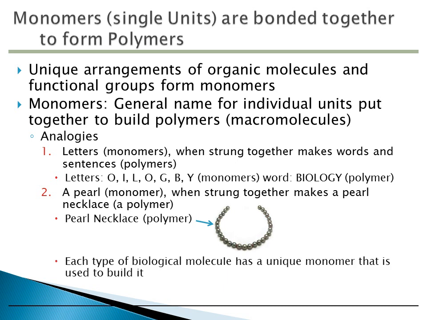Very importantly, each type of biological molecule, the 4 that you're going to look at, has a unique monomer that is used to build it. So monomer is just the general term. As you start looking at those different biological macromolecules, remember that each one has a specific type of monomer associated with it to build that polymer.